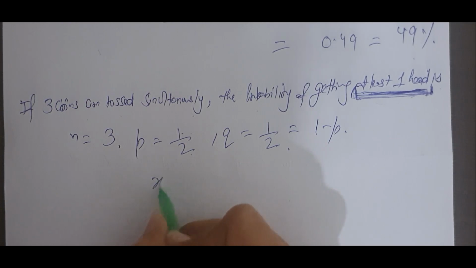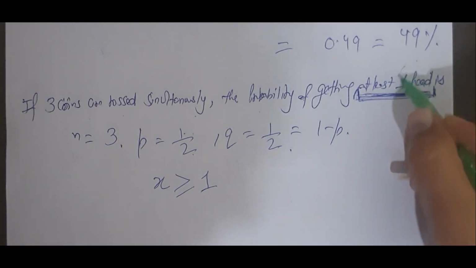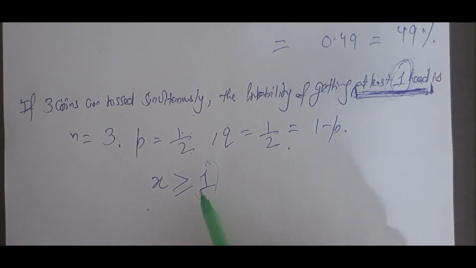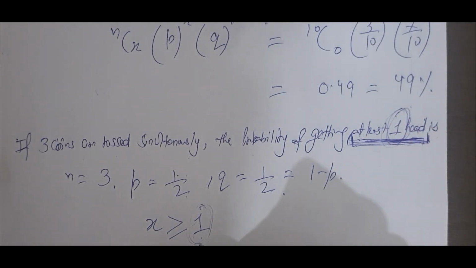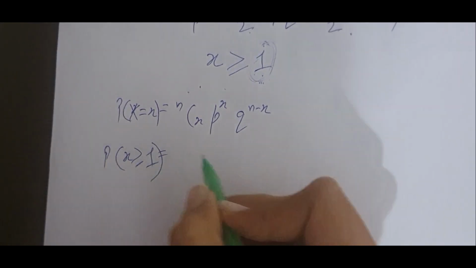So x can be greater than or equal to 1 because they are saying at least 1. At least 1 means that it will be 1 but it can be greater than 1 also. So we can get head from more than one case. Here x is greater than or equal to 1.